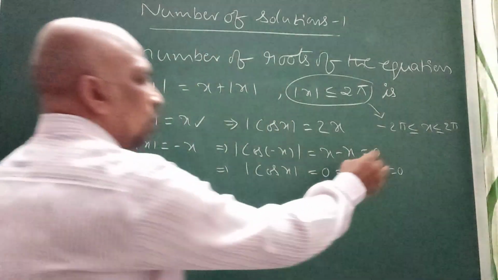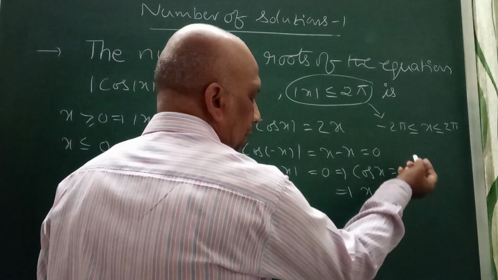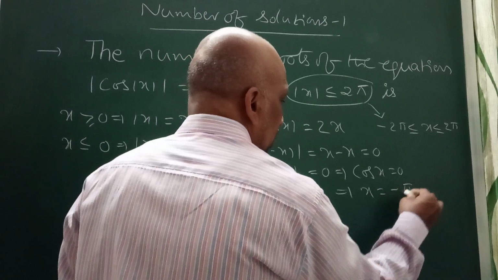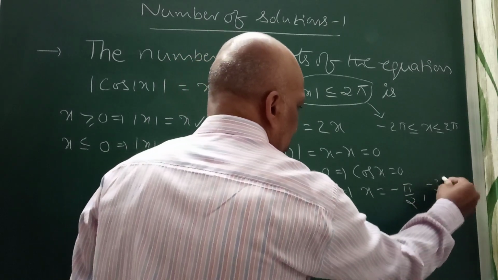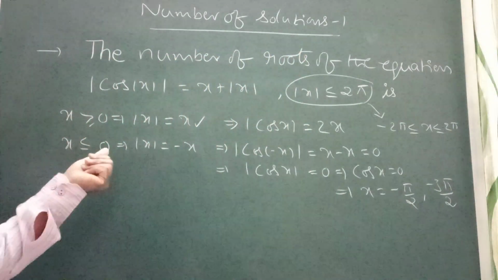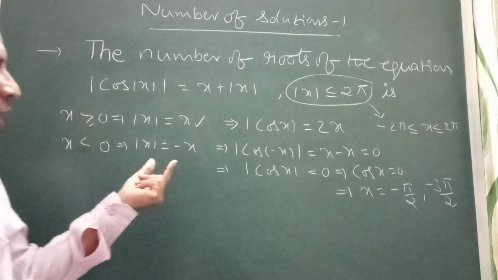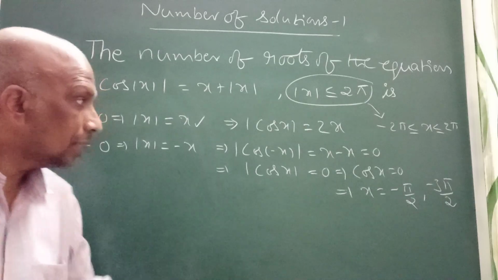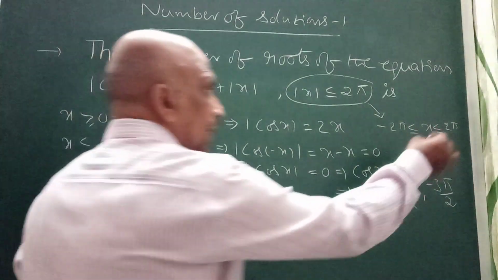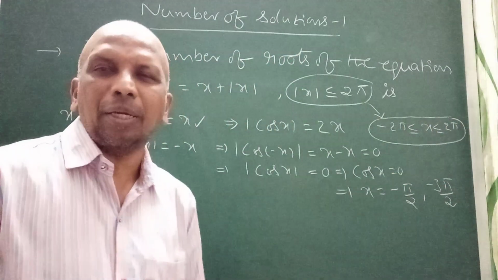When cos x = 0, what are the possible values of x? I can write x = -π/2, -3π/2. Why? Because they are given x negative, right? When x < 0, I have taken |x| = -x. In that case, since this is negative, I can get only negative values satisfying this. Only two negative values will be there.